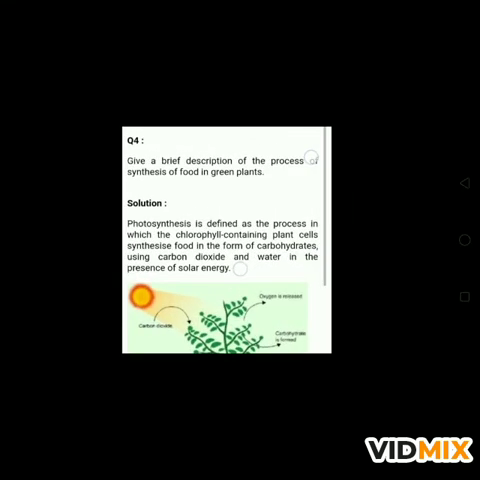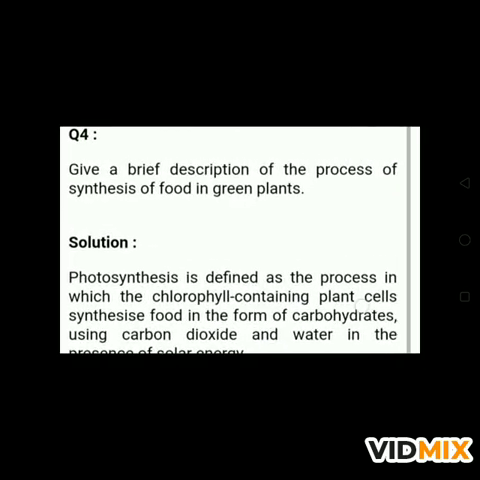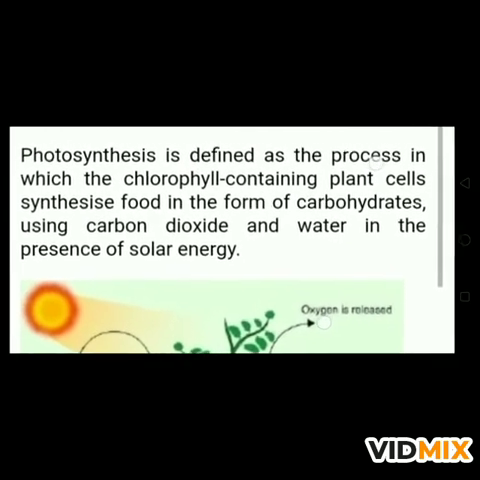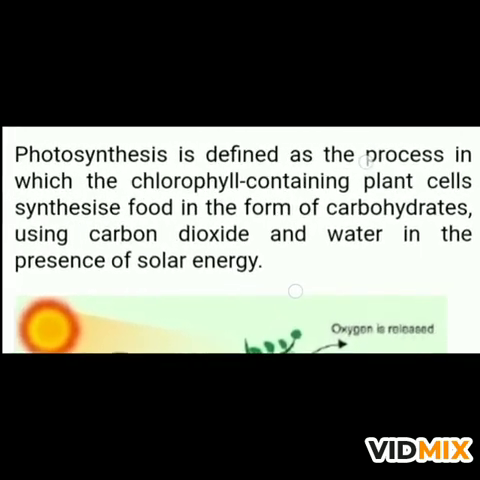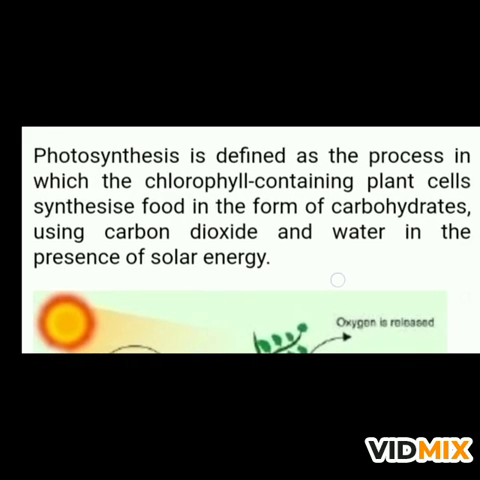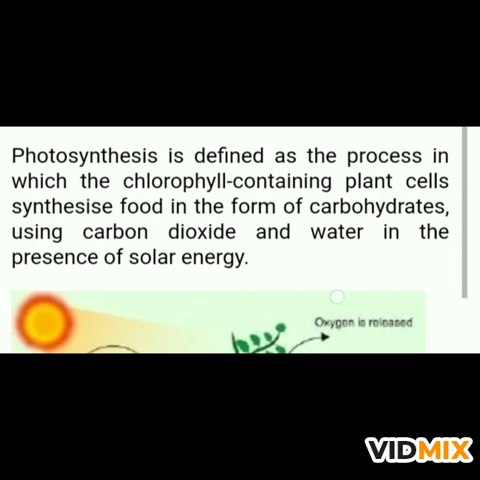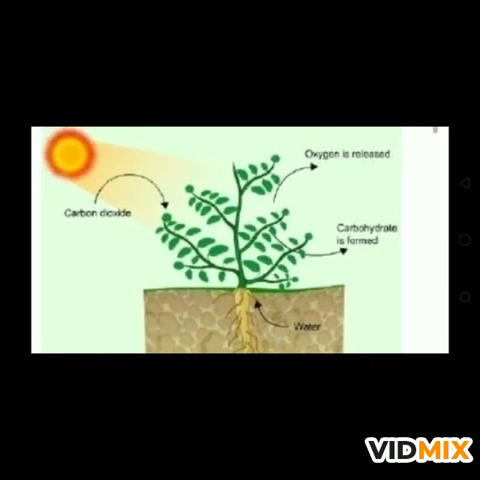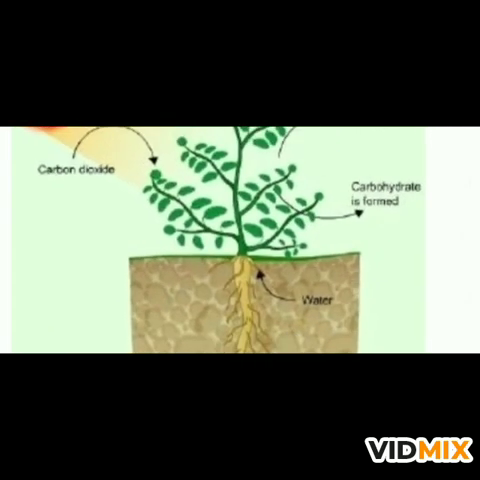Moving on to question number 4, give a brief description of the process of synthesis of food in green plants. So, photosynthesis is defined as the process in which chlorophyll containing plant cells synthesize food in the form of carbohydrates using carbon dioxide and water in the presence of solar energy. Now in this diagram you will see carbon dioxide is absorbed by plants and oxygen is released from plants. In this process carbohydrate is formed while water is absorbed from the soil.